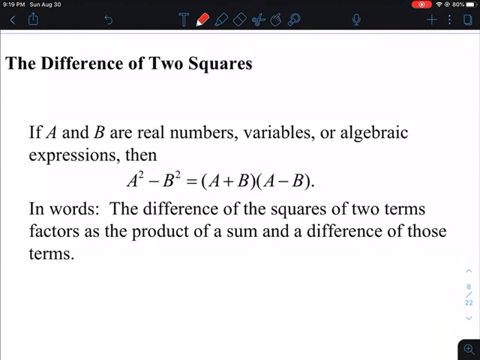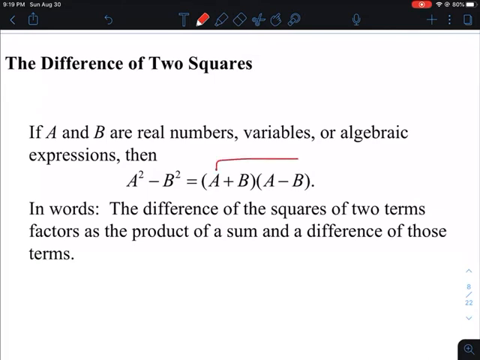So the difference of two squares, I kind of mentioned this already when we had to check that one problem to make sure it was finished. It says if a and b are real numbers, variables, or algebraic expressions, then a squared minus b squared is equal to a plus b times a minus b. It says in words, it's the difference of the squares of two terms, factors, as the product of a sum and a difference of those terms.